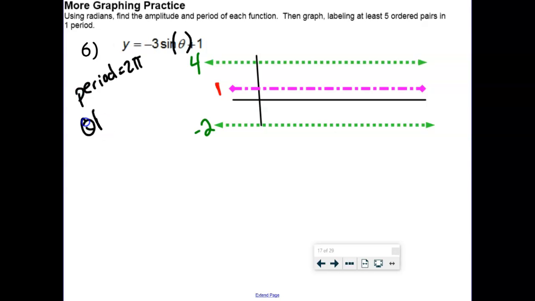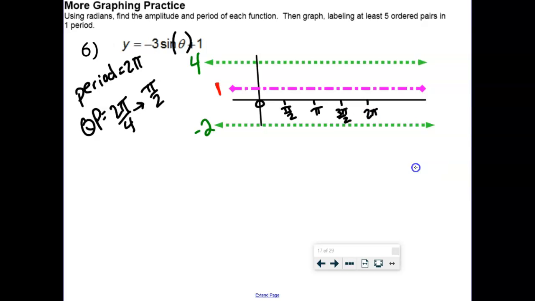Which means our quarter points, if you already have it memorized, cool beans. If not, you just take the 2 pi and you quarter it, which means you're going to count every pi over 2. So I label those on the actual axes. They got 1 pi over 2, 2 pi over 2, better known as pi, 3 pi over 2, and 4 pi over 2, better known as 2 pi.